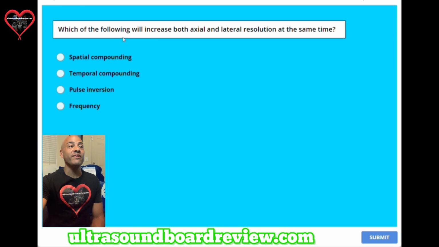Question 13. Which of the following will increase both axial and lateral resolution at the same time? A, spatial compounding, B, temporal compounding, C, pulse inversion, or D, frequency? The answer is D, frequency. Both axial and lateral resolution will increase or improve when you increase frequency.